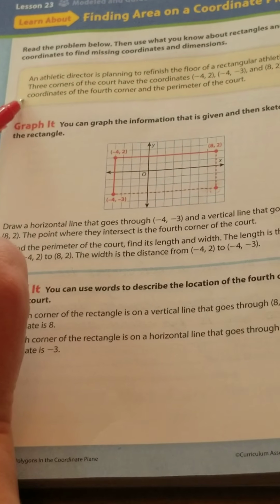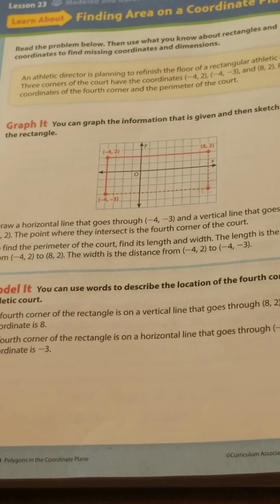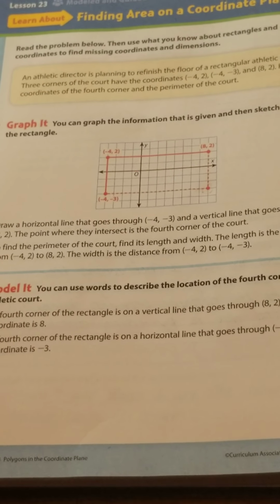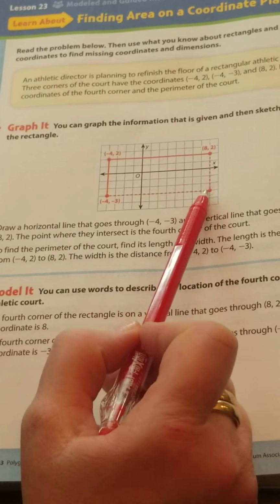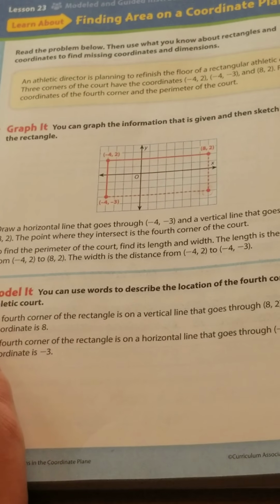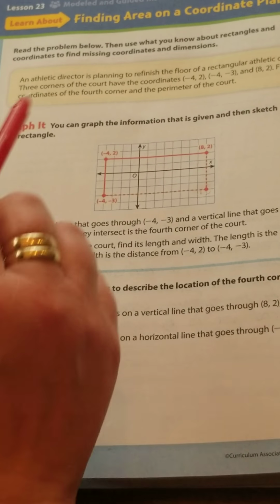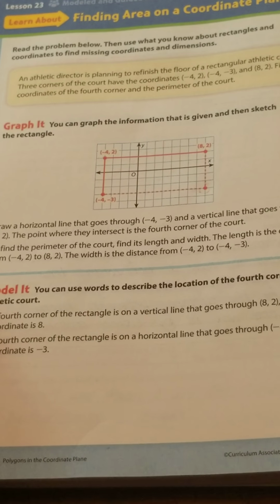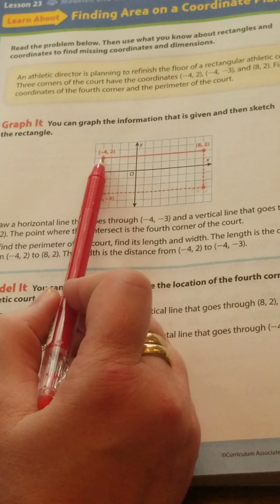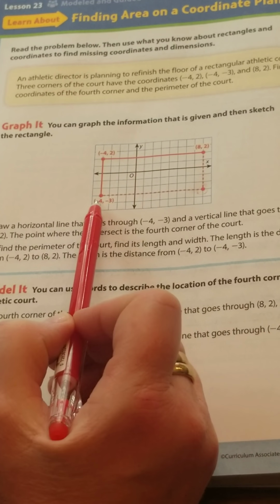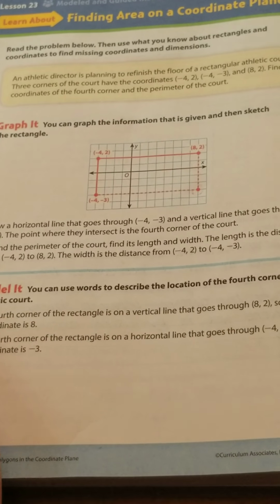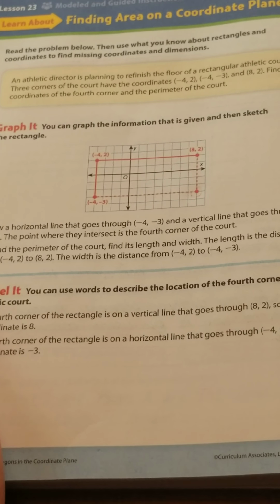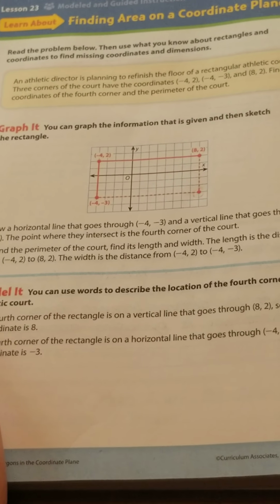So let's take a look at this question in the TAN. It says, an athletic director is planning to refinish the floor of a rectangular athletic court. So we've got this down here. We've either got a basketball court or a tennis court or something like that. And three corners of the court have the coordinates -4, 2, -4, -3, and 8, 2. Now they want to find the coordinates of the fourth corner and the perimeter of the court.